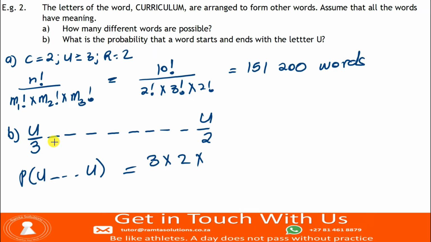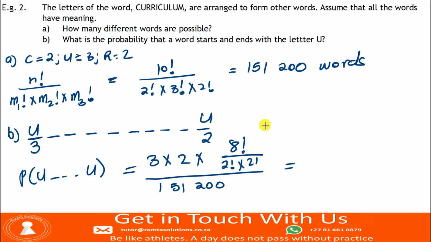Here, how many letters do you have? You now have 8 letters that you have to arrange. Out of the 8, pay attention, there are those that are repeating. C is repeating twice and R is repeating twice. All over 151,200. So let's see what we're getting.